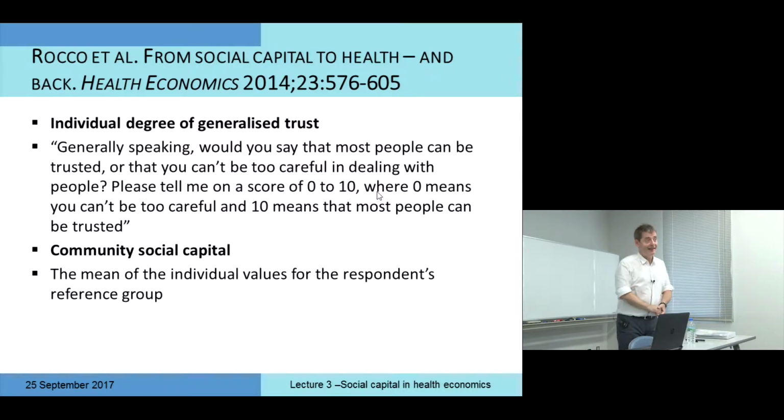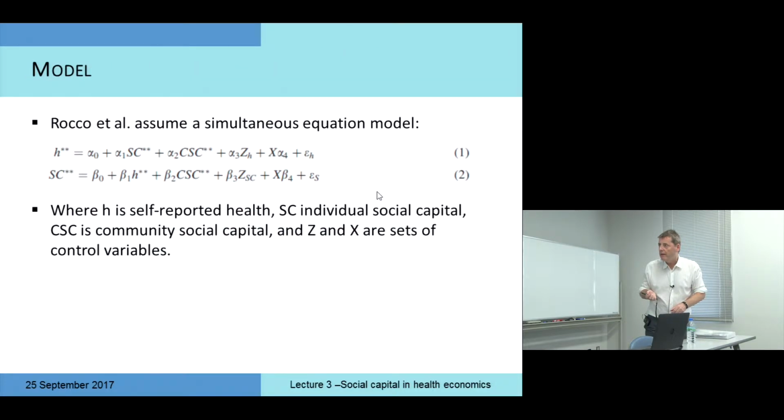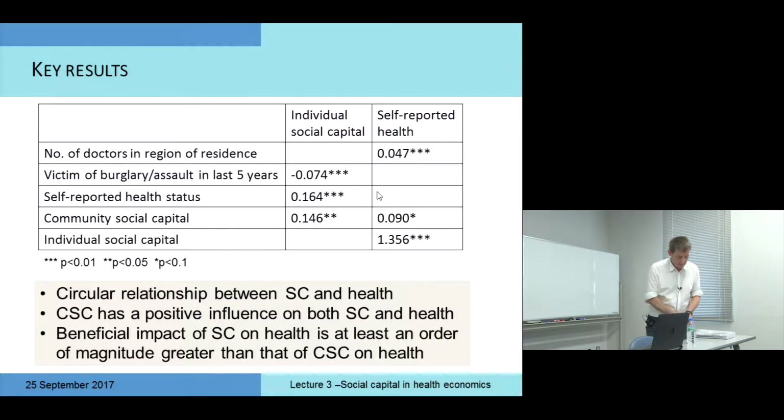Yes? Could you go back to the table which is showing? Yeah. This one. Yes. When looking at this table, is it fair to say that individual social capital is a stronger predictor of someone's subjective health rather than community social capital?